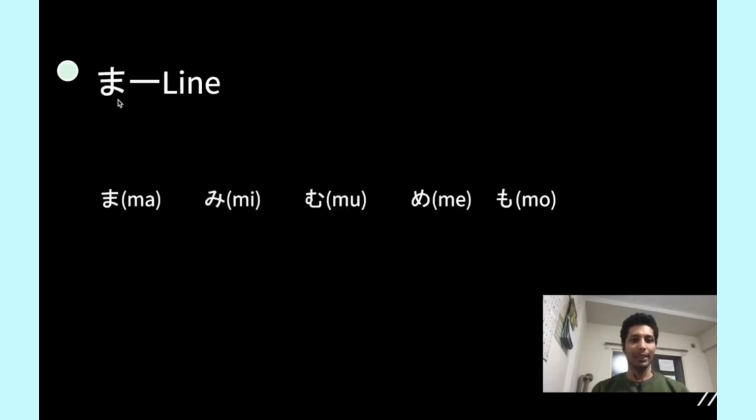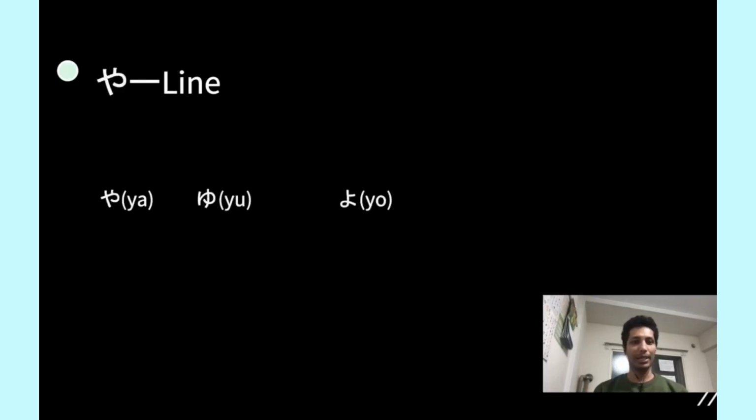Next is the ma line. Because mama is always easy for anyone to approach at any point in life, the ma line is pretty much easy, as what we learned in the past. So ma, mi, mu, me, and mo. Very simple. Clear, right? Okay, let us go ahead.